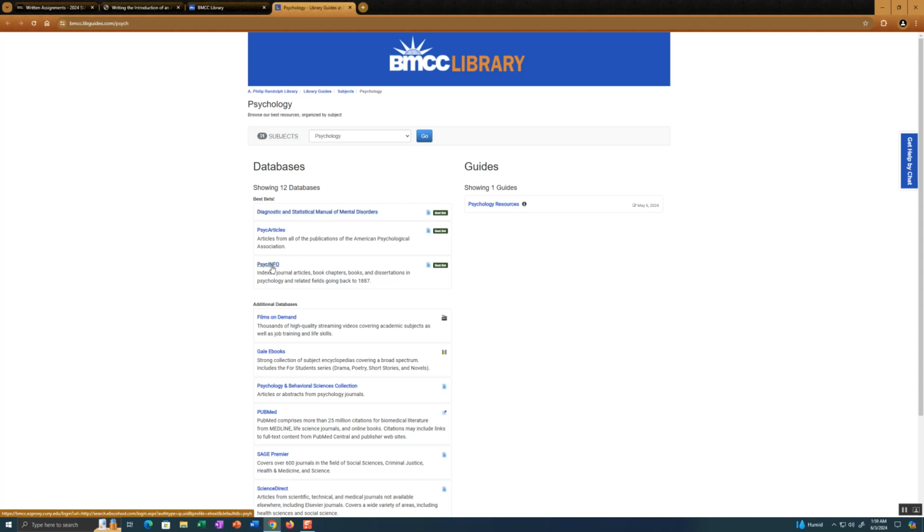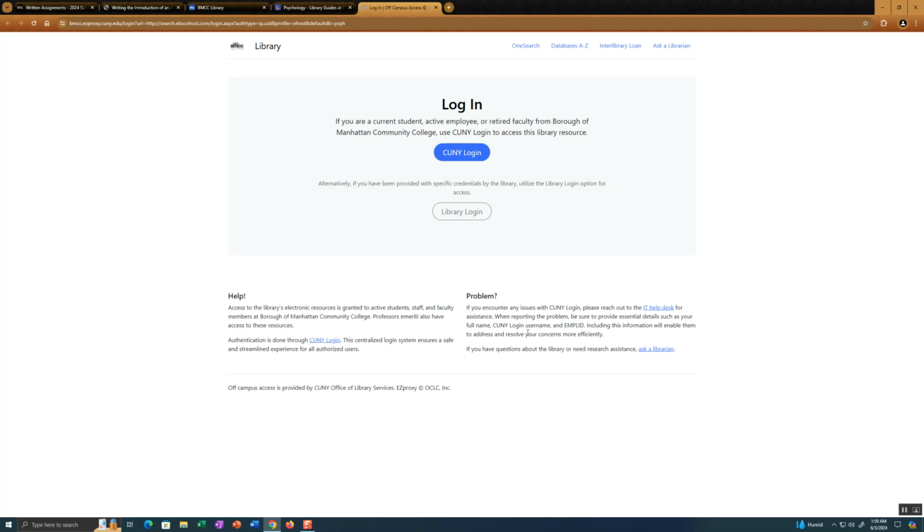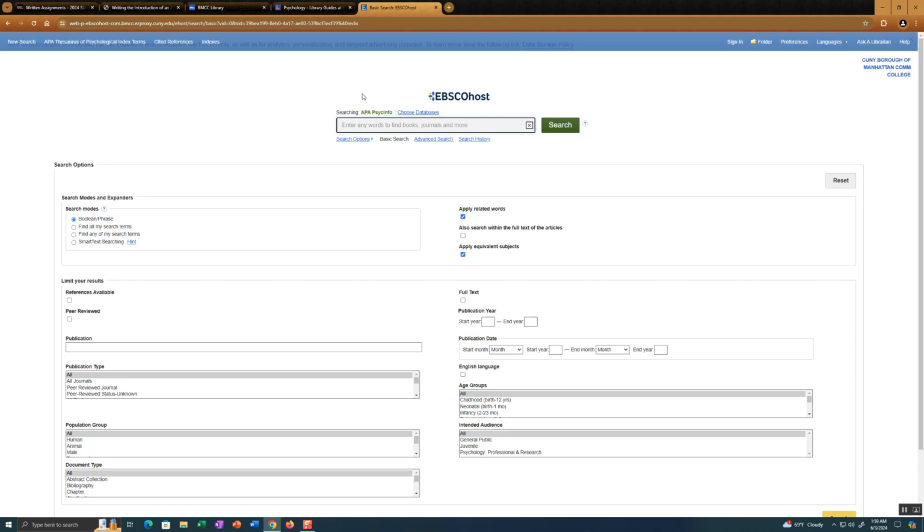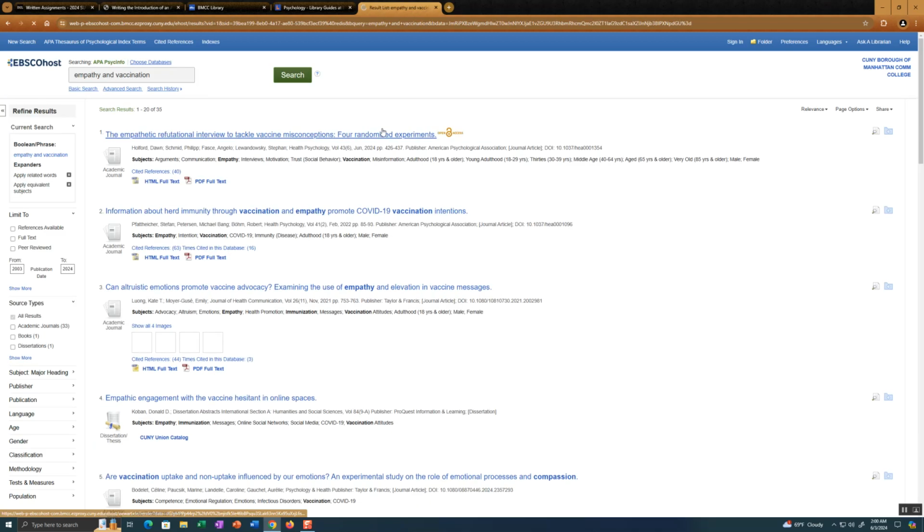I'm going to click on PsycInfo, and I got to log in here. So you got to put your login. I'm already logged in under Brightspace, so it automatically logs me in. If not, you just log in with your credentials. And then you want to type in your search term. So empathy and vaccination. If you use the word and, it narrows it down. If you use the word or, it broadens it out.